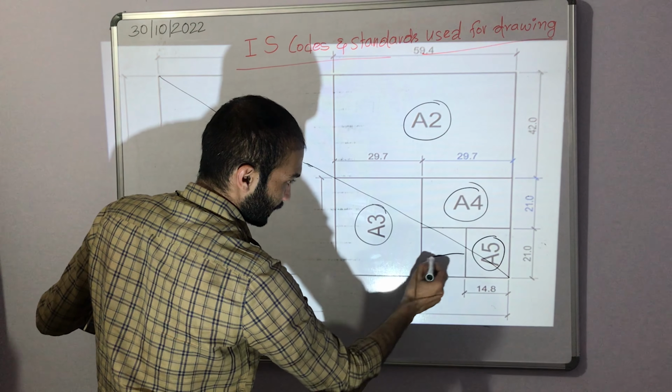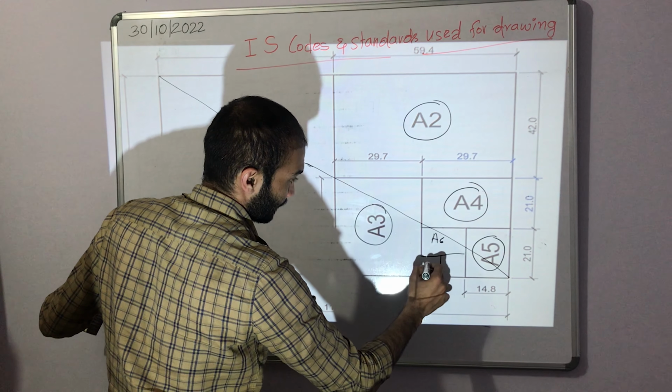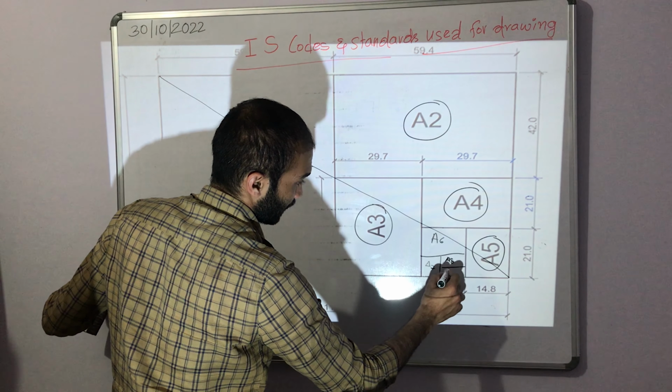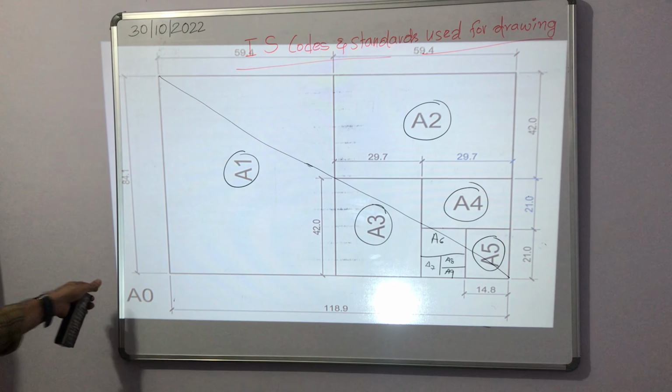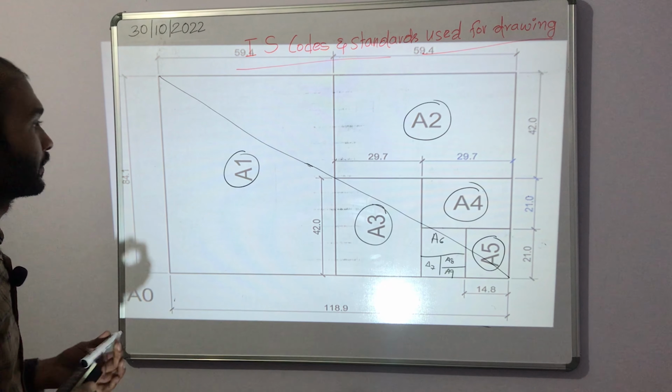Then again they have A6, then A7, again A8 and A9. They are not particularly shown here. This is the major boundary which looks like this in our typical layout here.